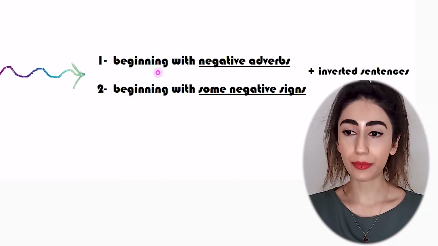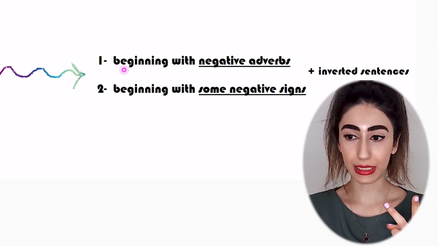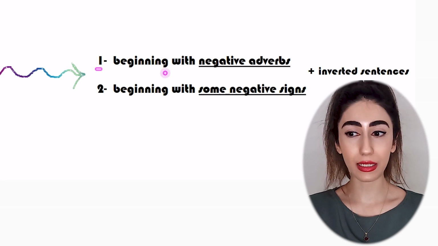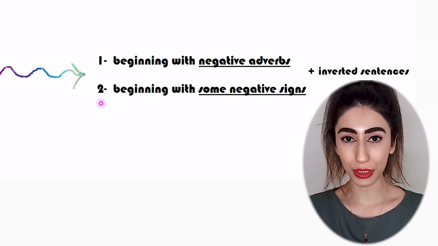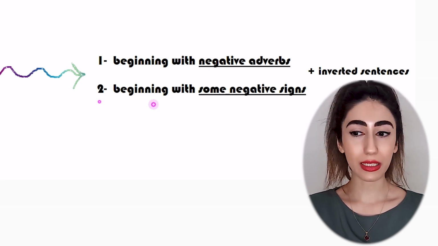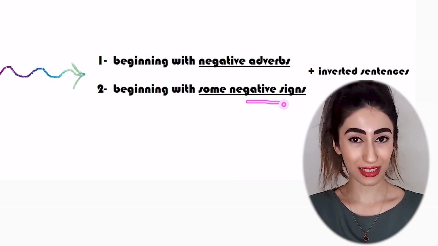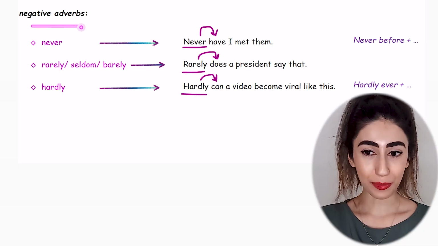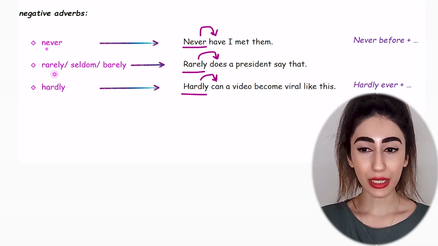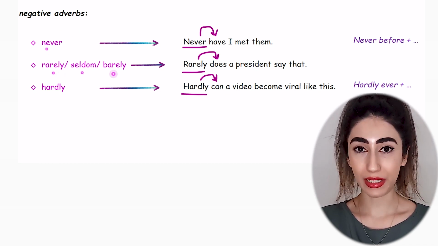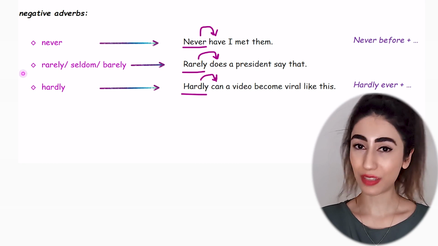As you can see here, there are two structures. In fact, two forms of beginning your sentences that can lead to having inversion in our sentences. Number one, sentences beginning with negative adverbs. Number two, sentences beginning with some negative signs. Let's have a look at the first group. Negative adverbs like never, rarely, seldom, barely, having the same meaning, and hardly.